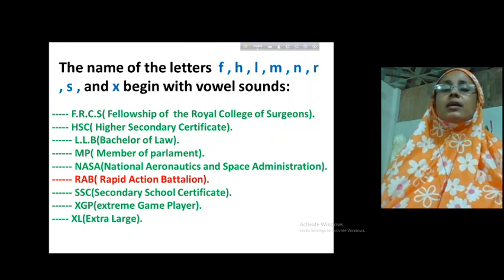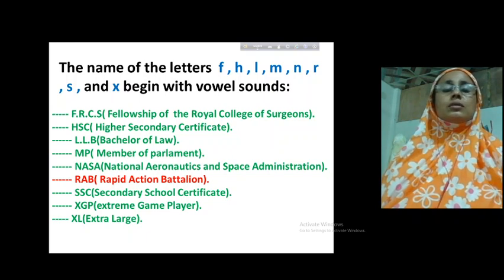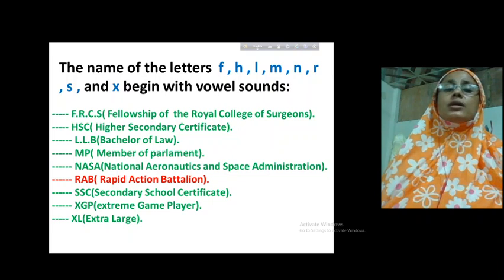An FRCS. And according to this, you have to put an article before those short forms. Okay. HSC: when we just pronounce H, it is aitch. Before H, we have to start with an. Higher Secondary Certificate. Okay. And then LLB.